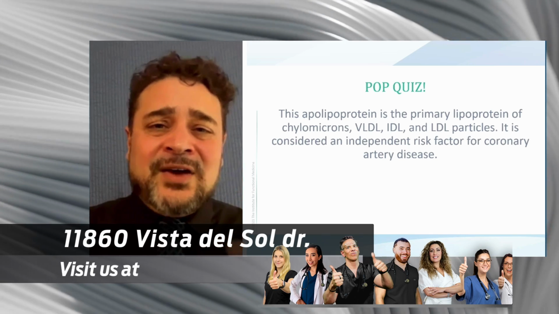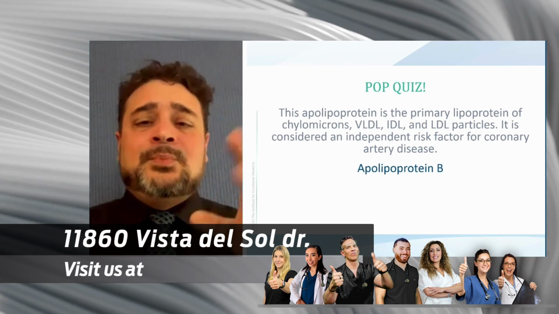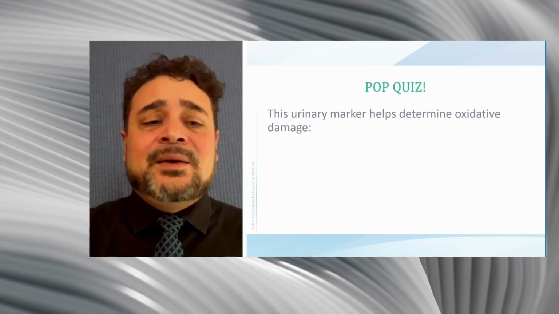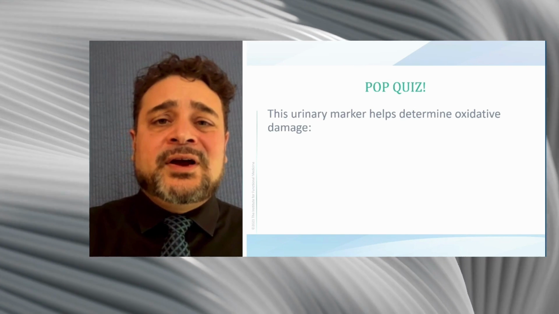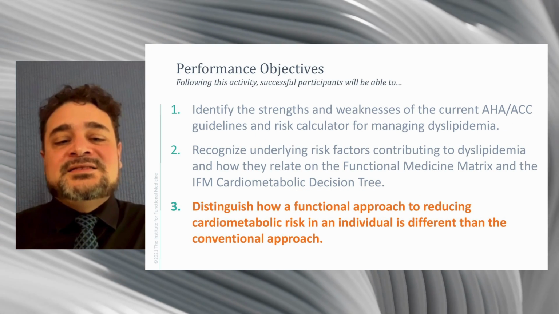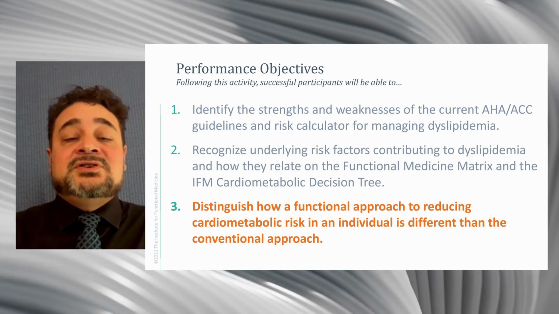It's considered an independent risk factor for coronary artery disease. What is it? Can you type? It is apolipoprotein B. This urinary marker helps determine oxidative damage. What can you check in the urine to look for oxidative damage? F2 isoprostane.